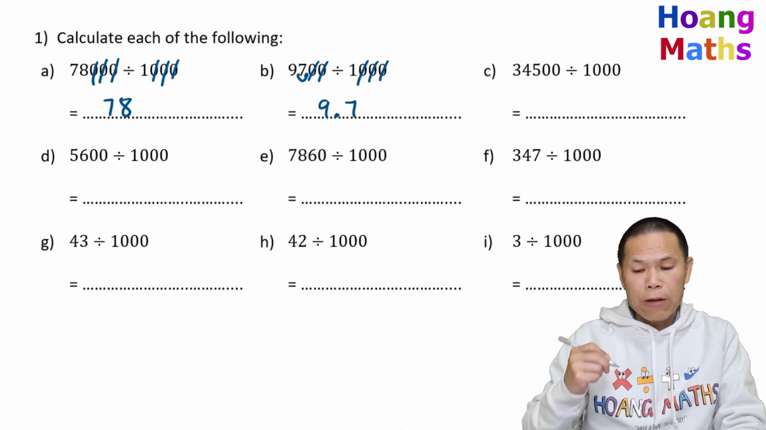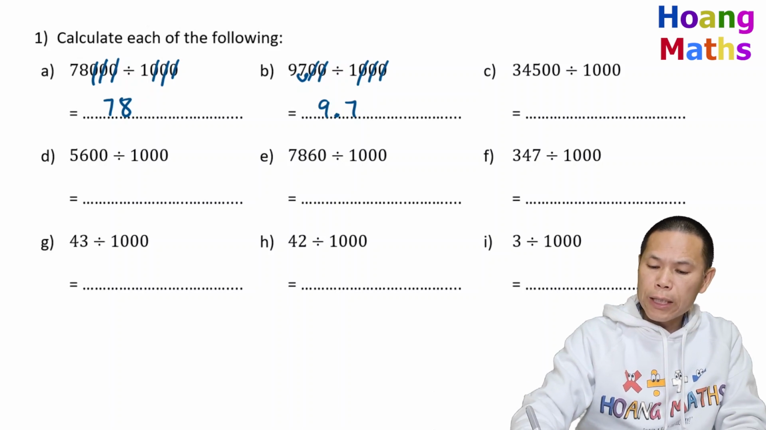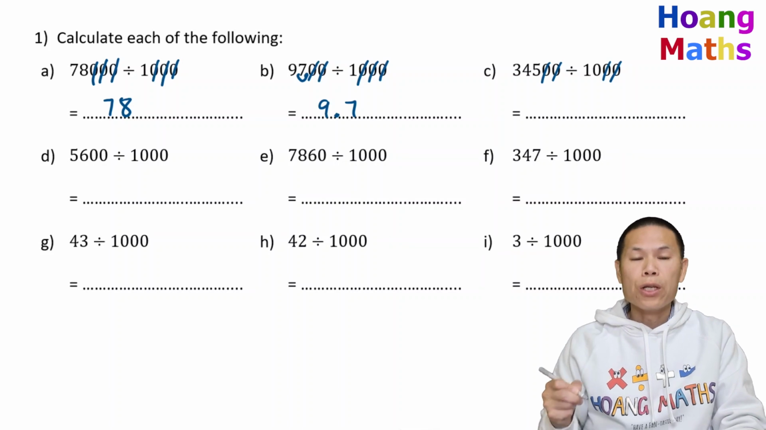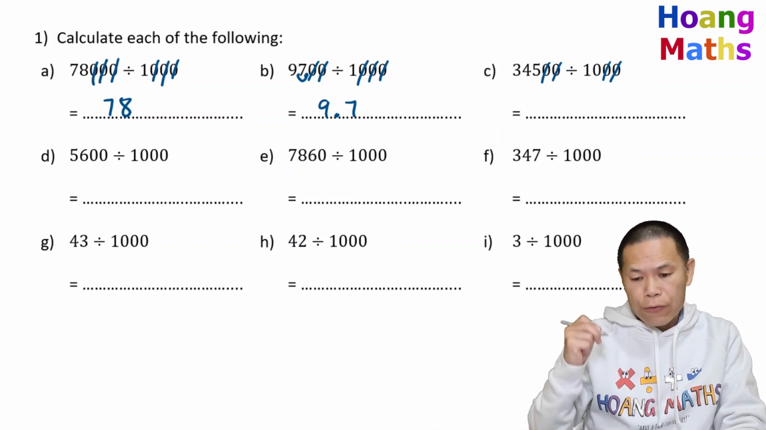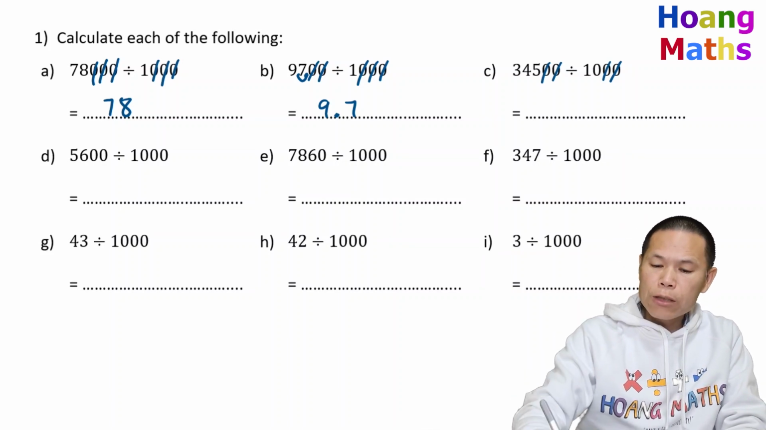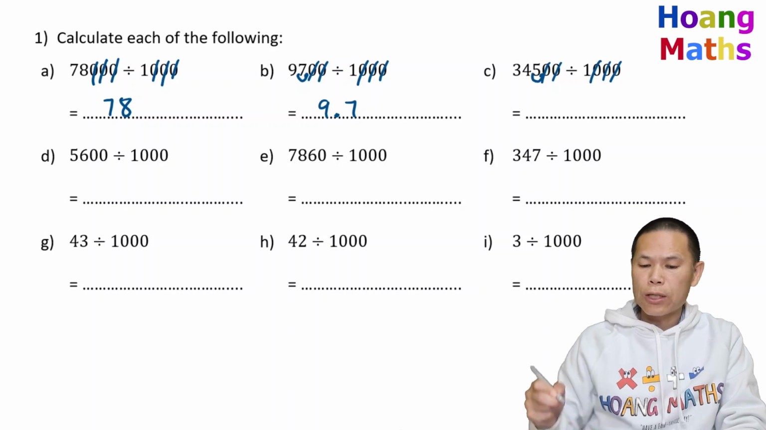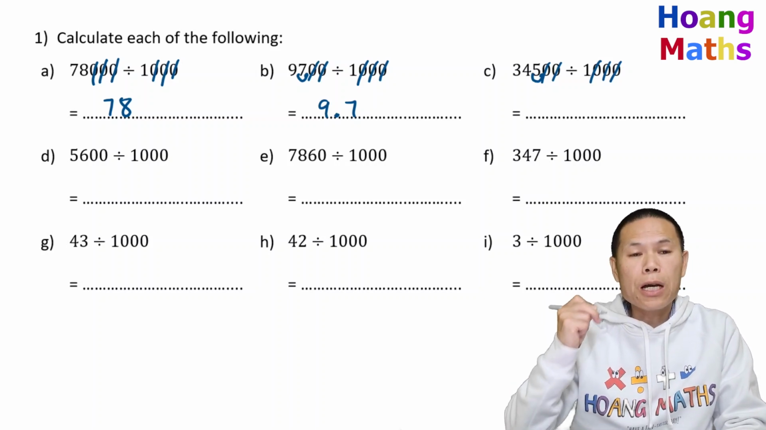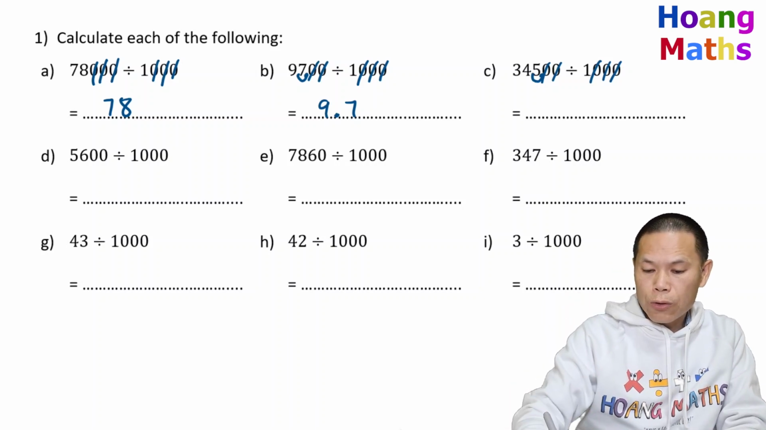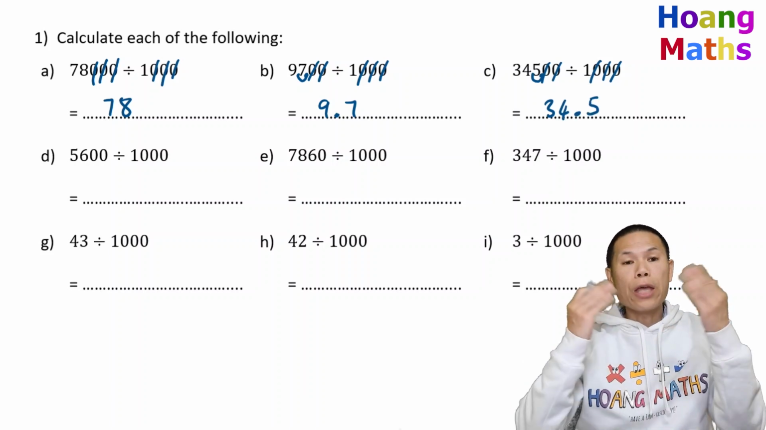Part C. So we have 34,500 divided by 1,000. So we can simply cancel this with this and this 0 with this 0. So 345 divided by 10. So the decimal point is right at the back of number 5 there. So you cancel this 0, you move 1 unit to the left. So that becomes 34.5. So there you go.